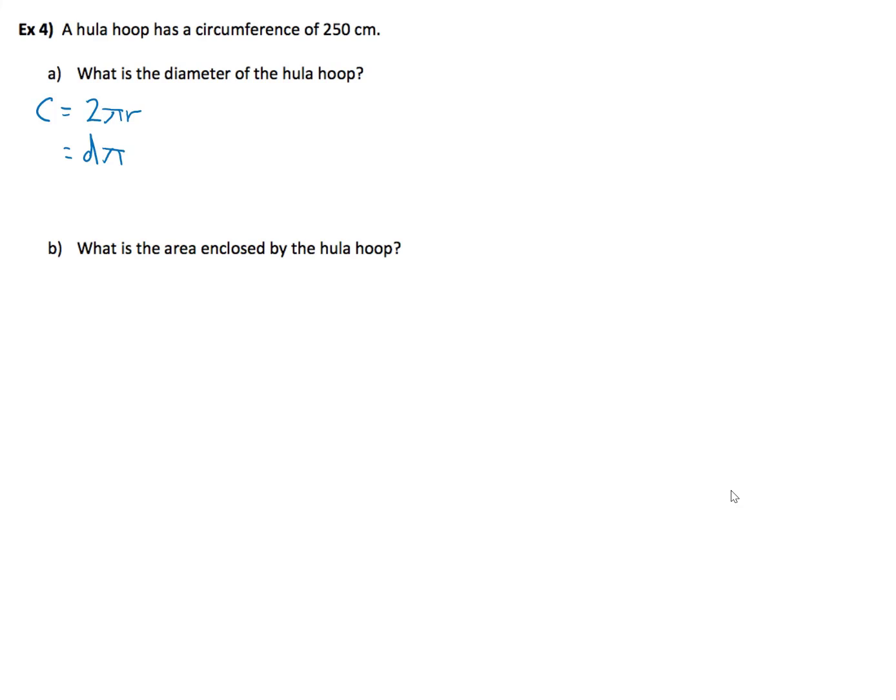So we're going to sub in 250 for our circumference. So it's 250 equals 2 pi r. And we don't know what r is. To get rid of the 2 pi, we have to divide both sides by 2 pi. And then we'll just get r on one side. So r is actually going to equal 39.79 centimeters.